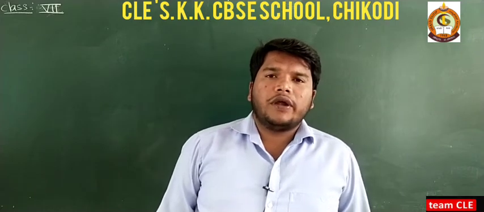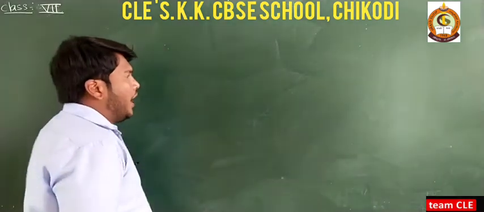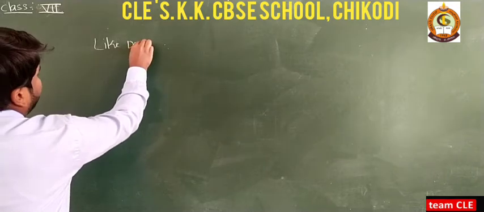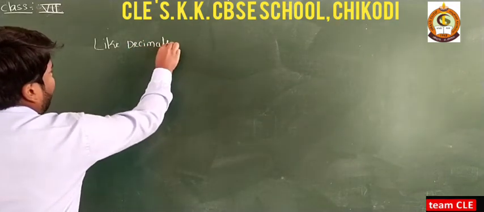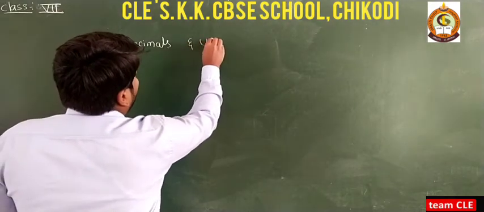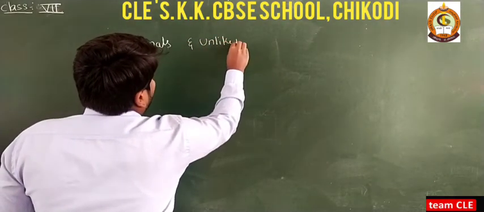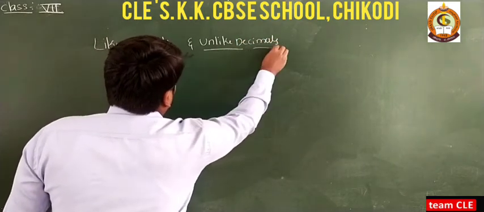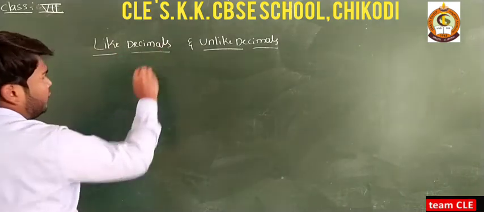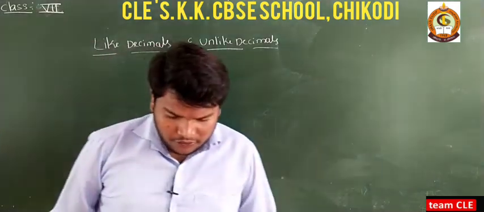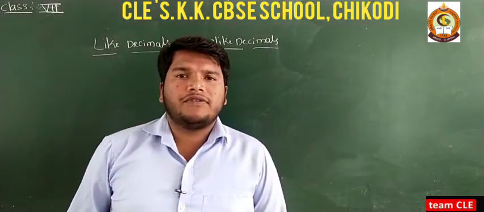In this video you are going to learn a new concept, that is like decimals and unlike decimals. You are also going to study the addition and subtraction of decimals. Okay dear students, like decimals are decimal numbers that have an equal number of digits after the decimal point.